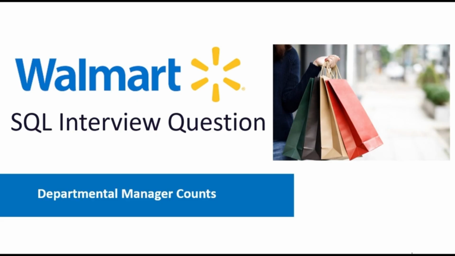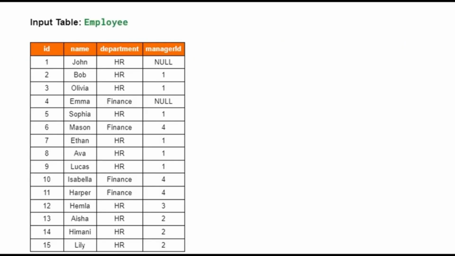So let's understand the question here. Assume that you are given a table named employee with the following schema. You're given ID, which is nothing but the primary key. Name is the employee name. Department is nothing but the department the employee works in. And manager ID is the ID of the employee's manager. If the manager ID is null, the employee has no manager assigned to him.